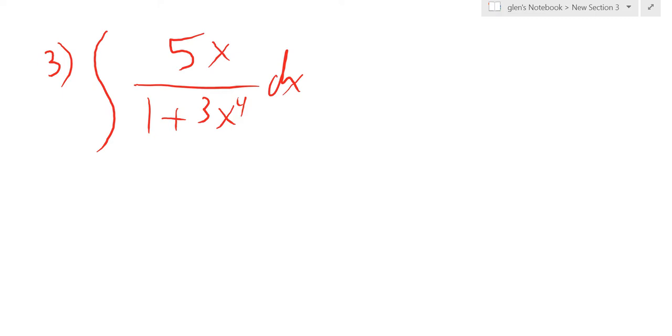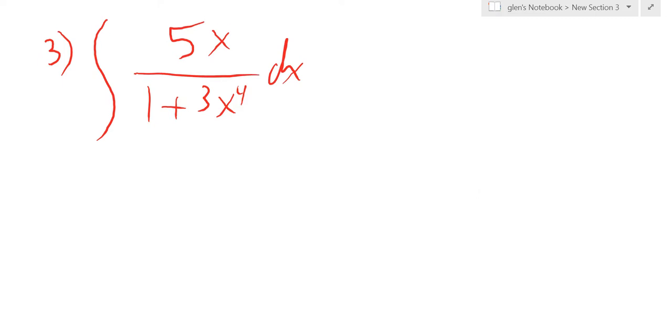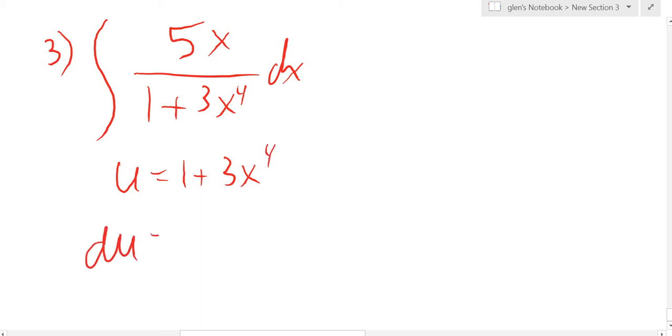So I think initially the first thing you should think with a fraction like this is that u looks like it could be the whole denominator. So let's let u be the whole denominator and see how we know that this is not the path we should be taking. If you derive it, you get 12x cubed dx, right?